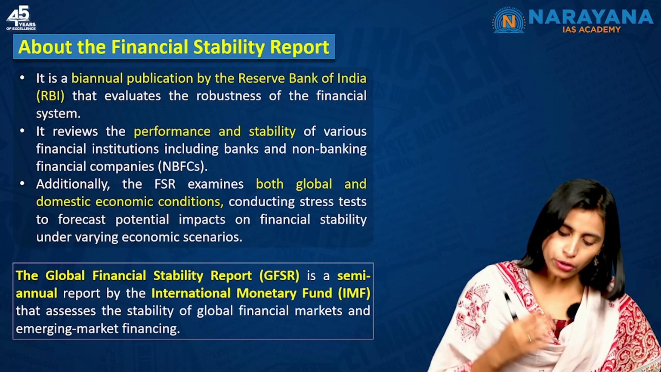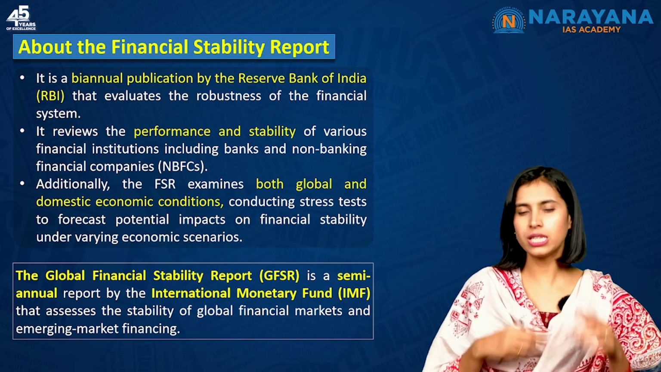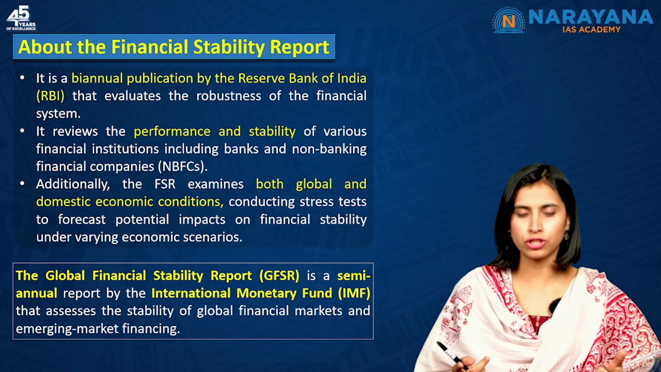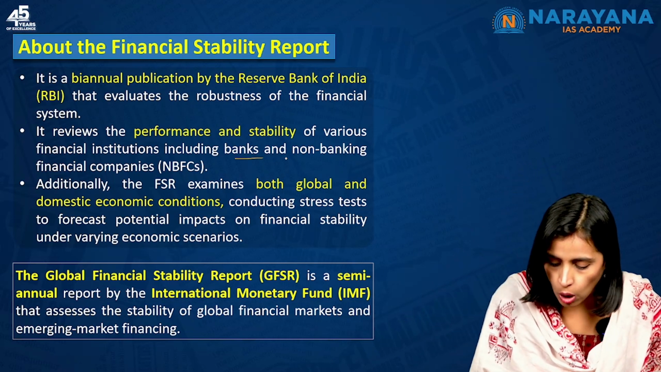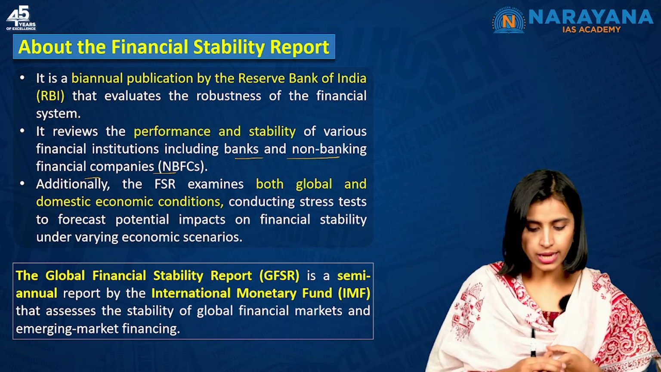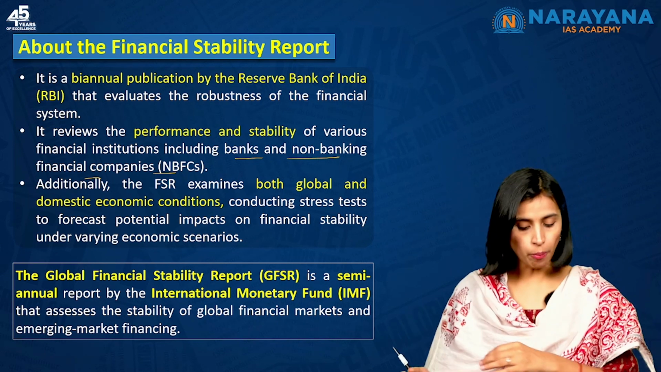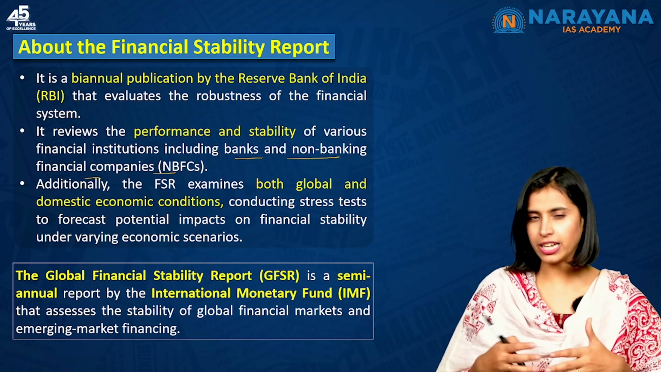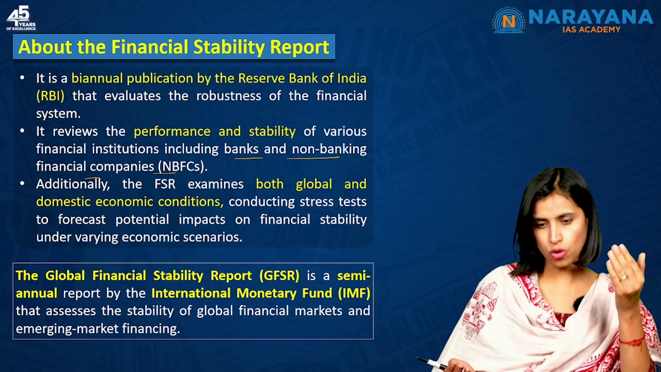So in order to review the performance and stability, what RBI does is it reviews the performance and stability of the various financial institutions, be that banks or non-banking financial companies. Along with that, it also examines both global and domestic economic conditions to see the financial stability at both levels, domestic as well as global.